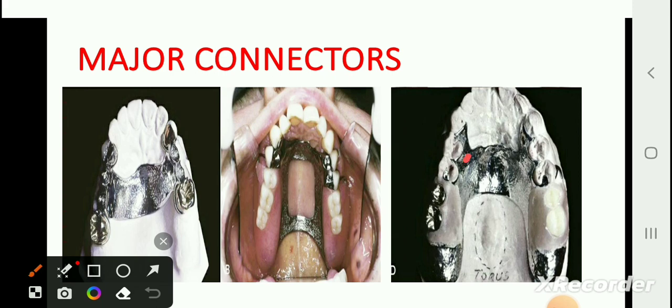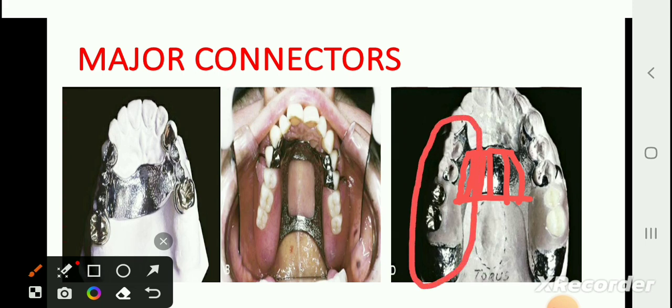Here in this picture, this is the major connector, and the major connector is the part of the RPD. All three pictures represent RPDs, and this is the major connector, which is the part of the RPD that connects the component on one side of the arch to the component on the opposite side of the arch.